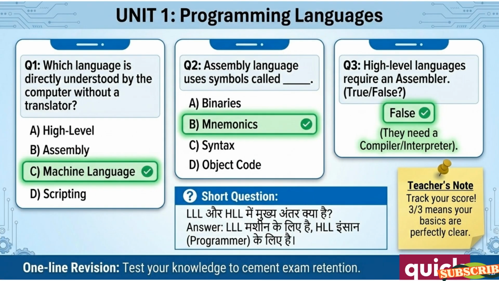Test your knowledge with these quick questions. Which language is directly understood by the computer without a translator? Machine language. Assembly language uses symbols called mnemonics. And high-level languages require a compiler or interpreter, not an assembler.